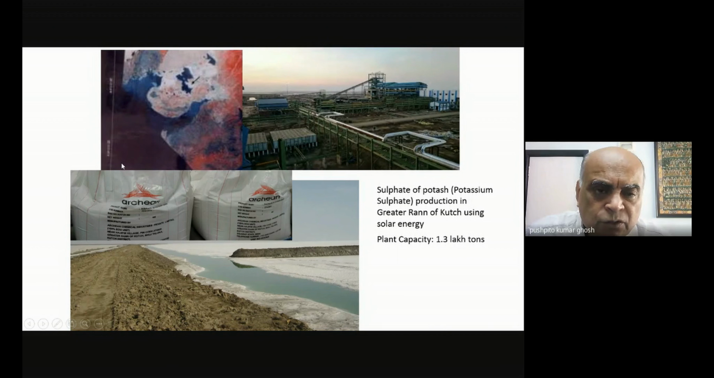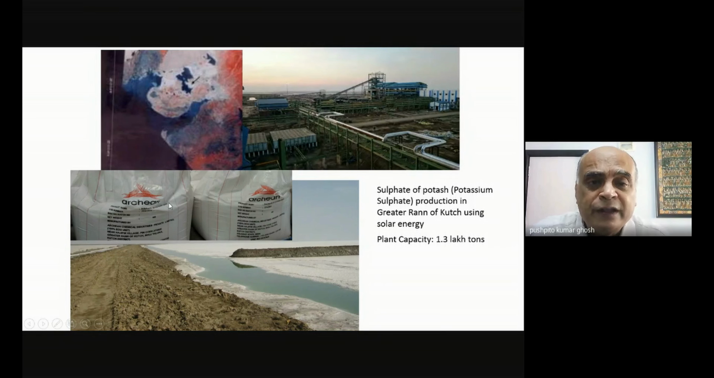The water is basically coming into this Ran of Kutch, to this creek, and the topography of this place is like a bowl. So once seawater goes in, it can't come out, so it keeps on evaporating. And look at this, it's a spectacular sight. Thousands of hectares, you'll find salt like this. That's what you see from here.